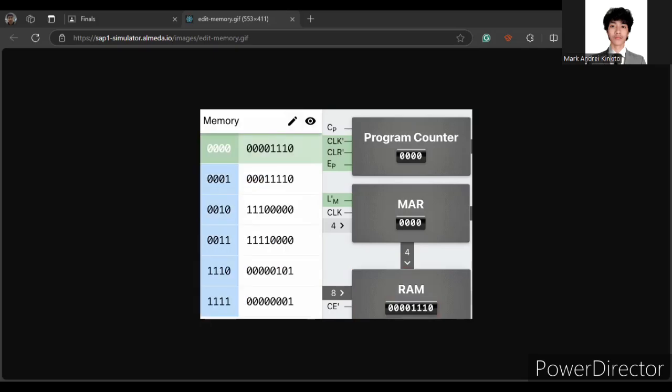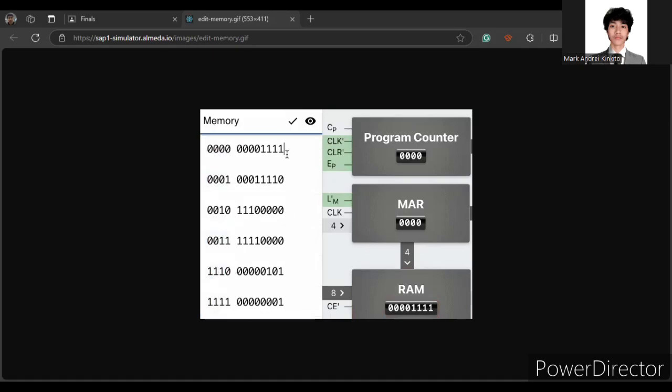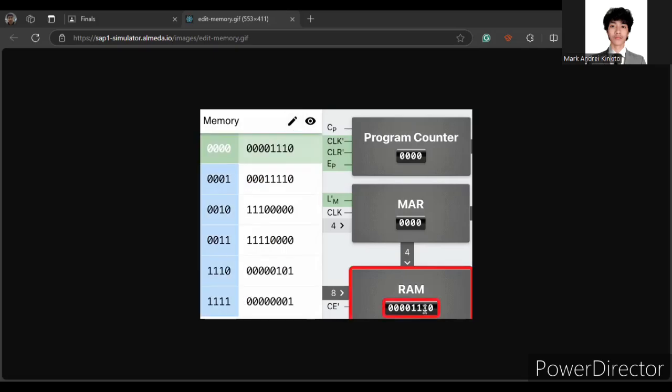Lastly is the increment program counter. So once the operation is complete, the program counter is incremented, pointing to the next instruction. This allows the CPU to proceed with executing subsequent instructions in the program.